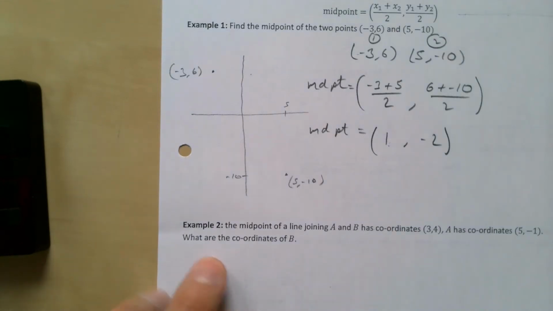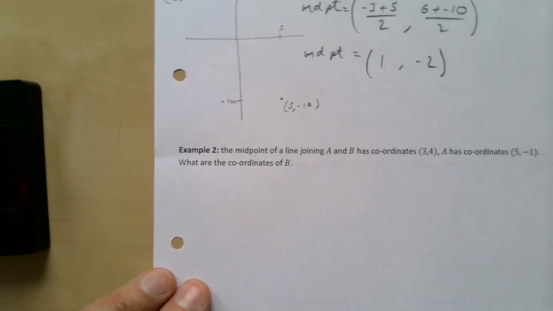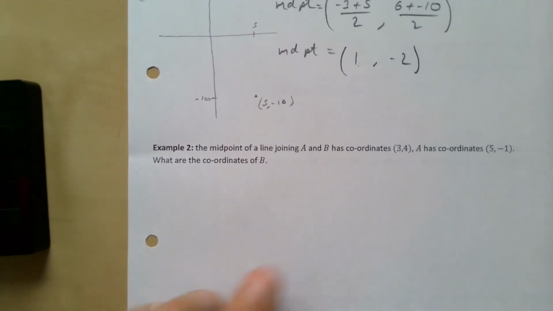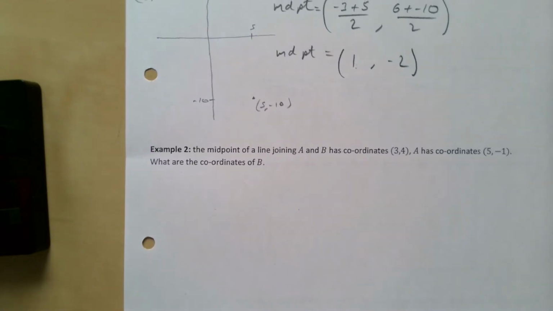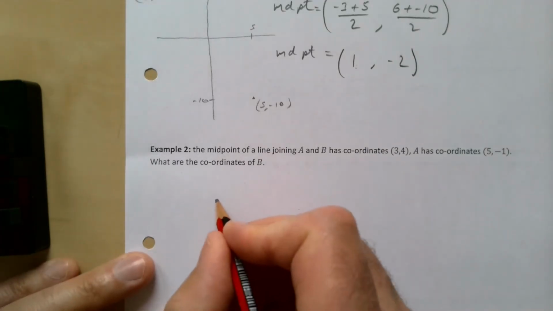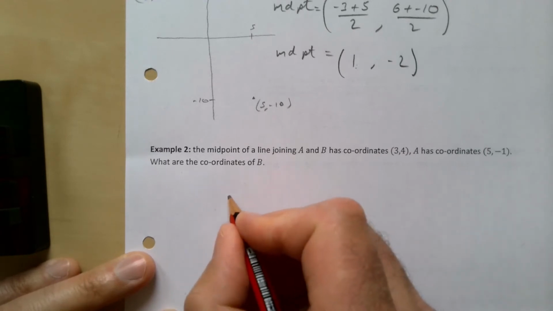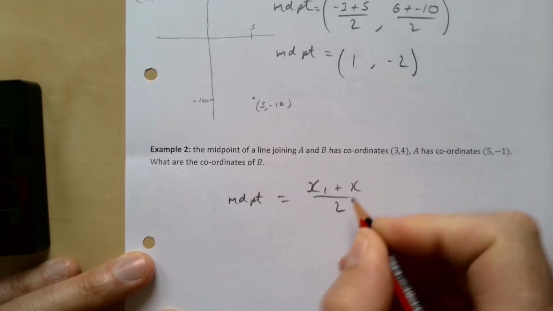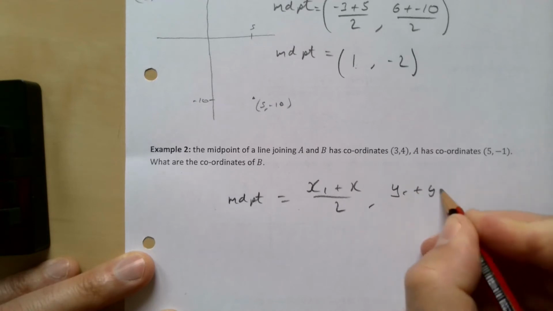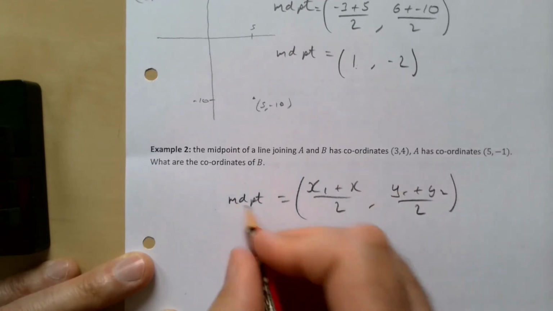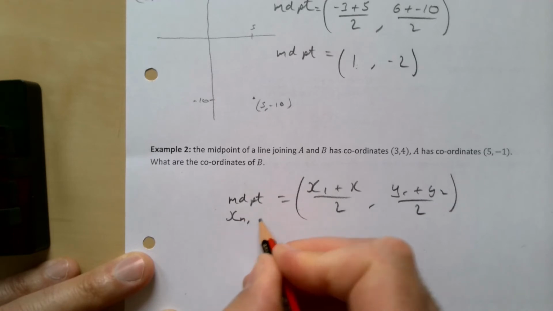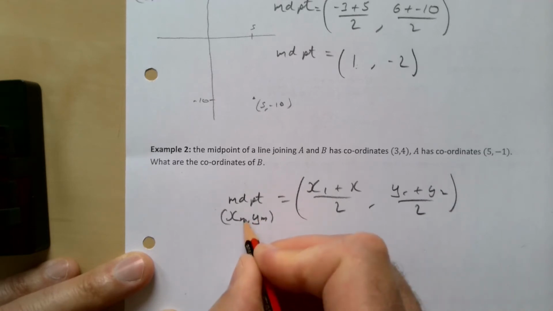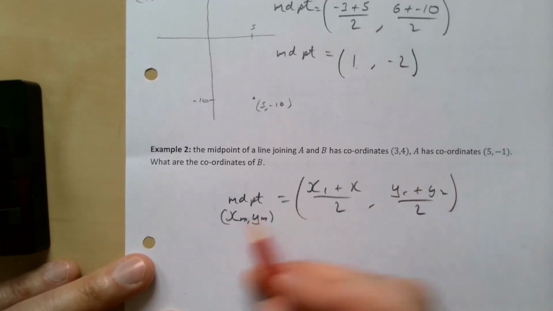Okay, example 2, a slightly tougher one. The midpoint of a line joining A and B has coordinates 3, 4. So they're giving us the midpoint. A has coordinates 5, minus 1. What are the coordinates of B? So we'll use the formula for this one. Our formula is midpoint equals x1 plus x2 over 2, y1 plus y2 over 2, and our midpoint, let's call it xm and ym. Sounds a wee bit fancy, but it's just to name them for our formula.